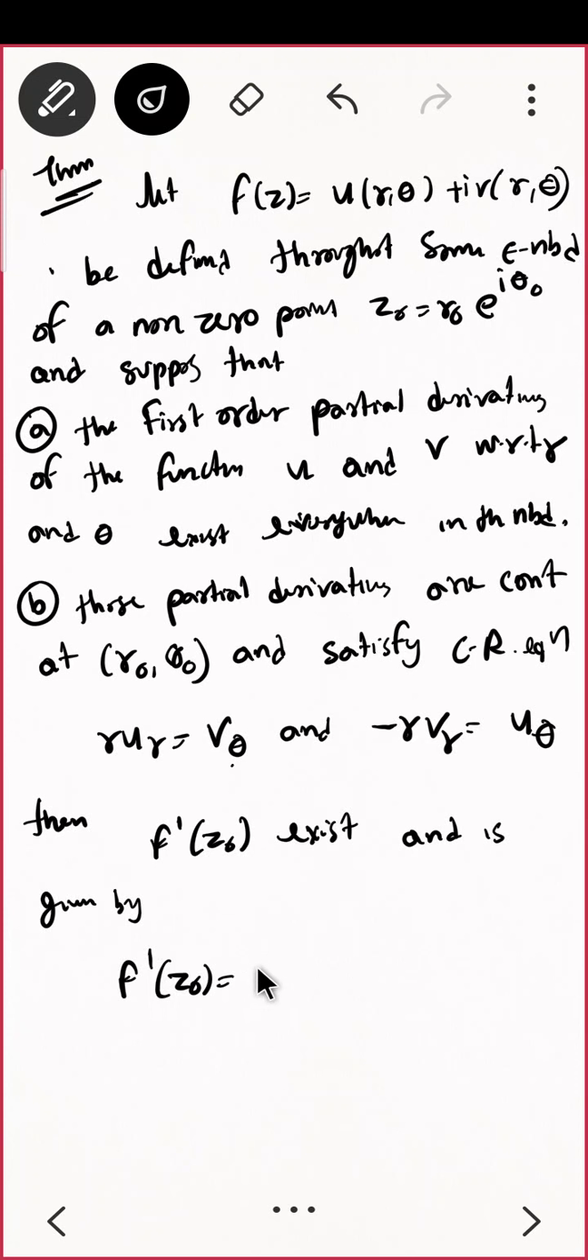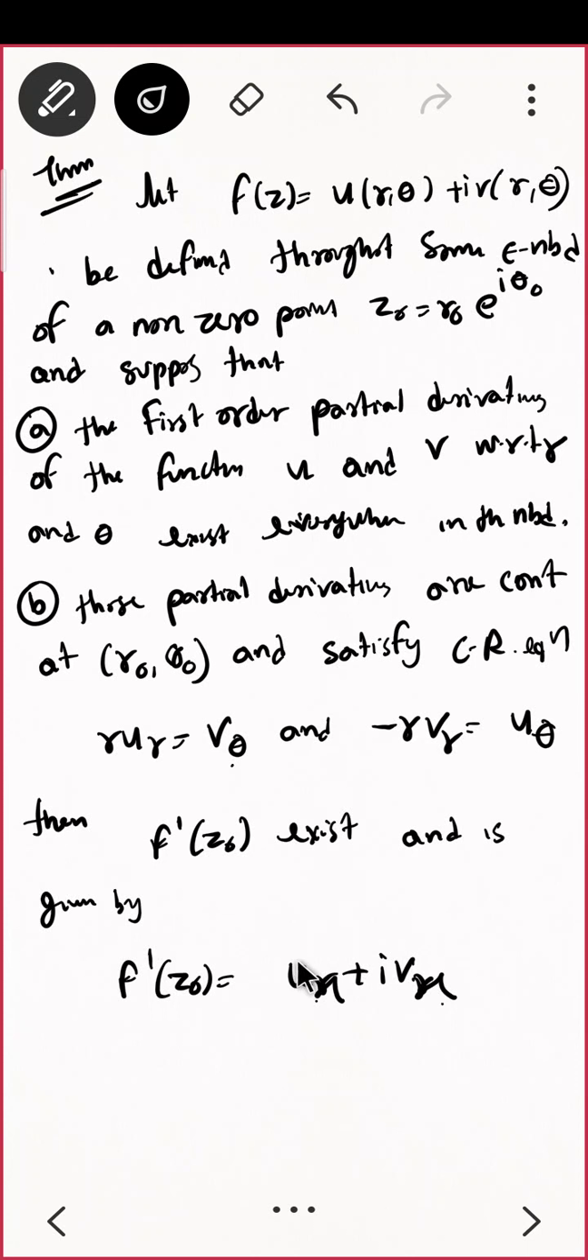You just need to see the relation. That means what was it earlier? It was ur plus ivr. I hope you remember. So now you have to write ur in terms of u theta or v theta, whatever you feel. No, earlier it was ux plus ivx, sorry.